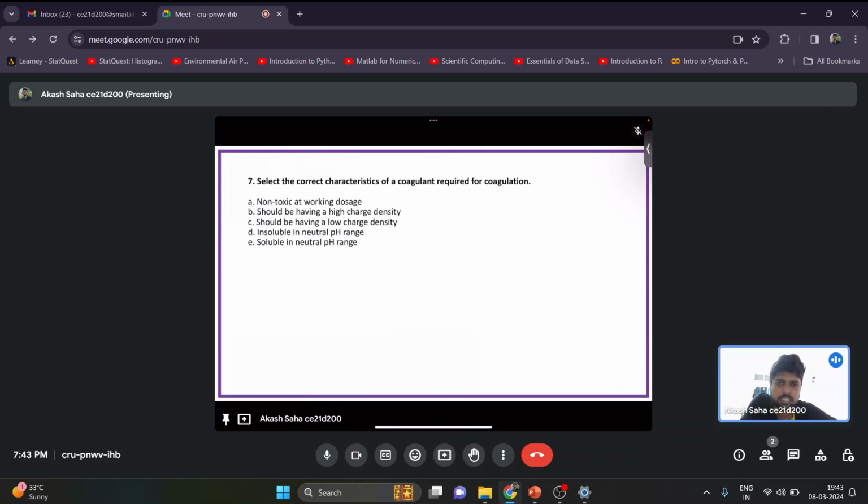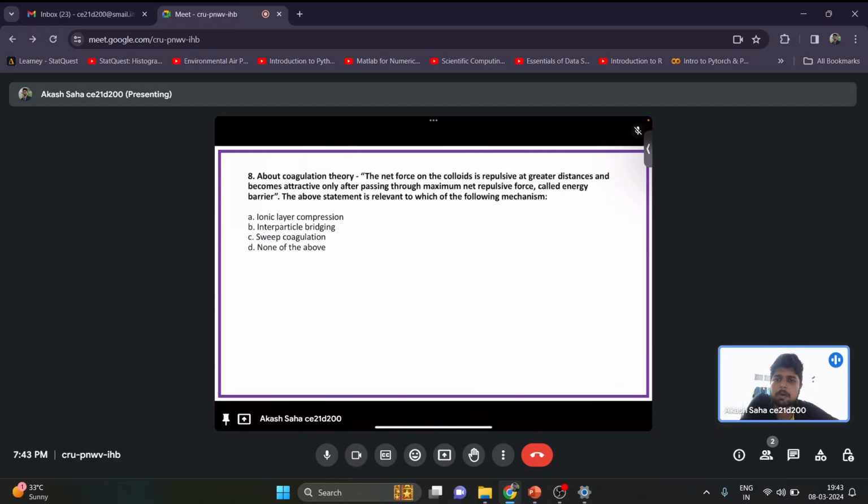And if we see the performance at neutral pH range, then it should be insoluble. Because if it's soluble, then again there is no use of a coagulant. So the correct options are A, B, and D. It should be non-toxic at working dosage, it should have a high charge density, and it should be insoluble in the neutral pH range. So this was the seventh question. Now we move to the next problem.